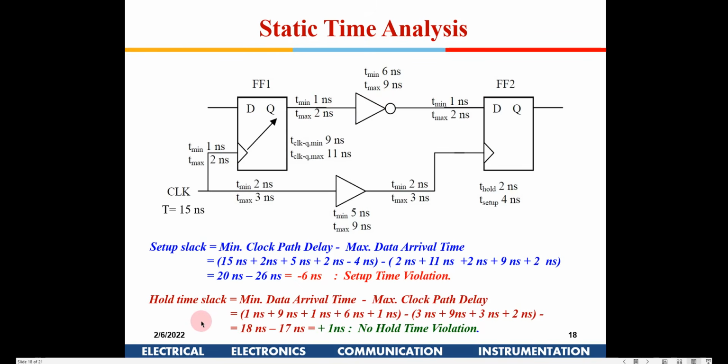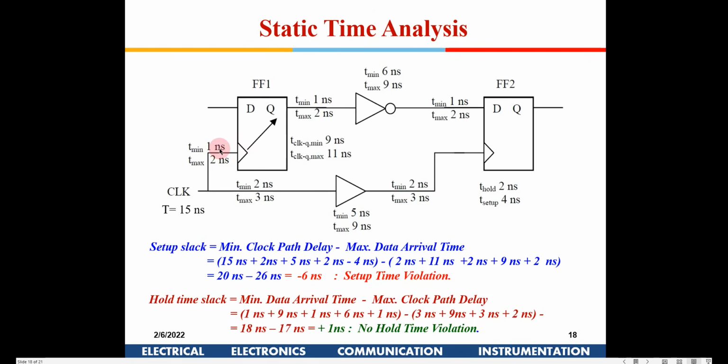Similarly, I can do a hold time analysis out here also. Here I am taking the other way around. I am assuming that the data arrival is going to be the fastest path. Now there is no clock issue. I am talking about the same edge of the clock.